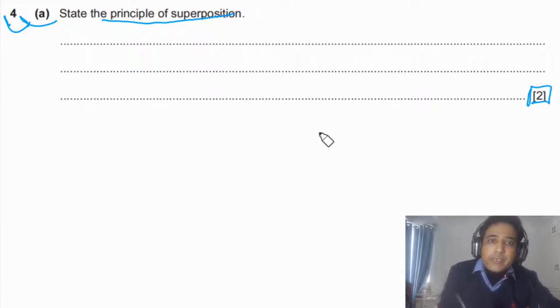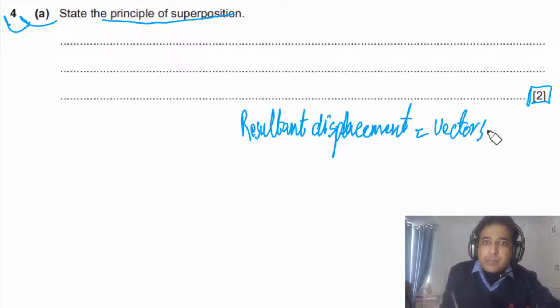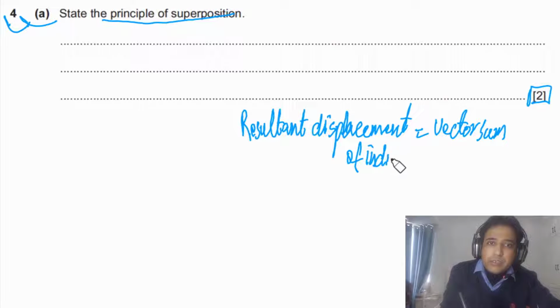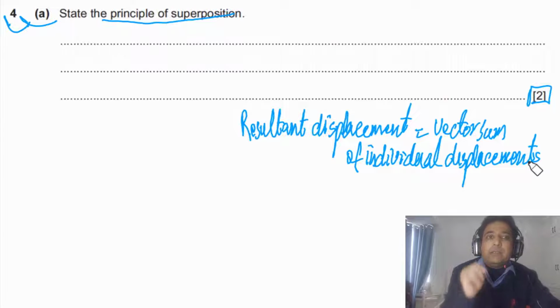Now let me write down this one for you. So simply you can say the resultant displacement at any point is the vector sum of individual displacements. So this is how you can simply define principle of superposition.